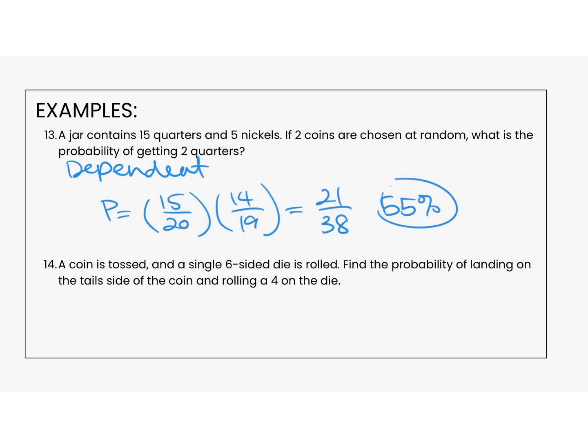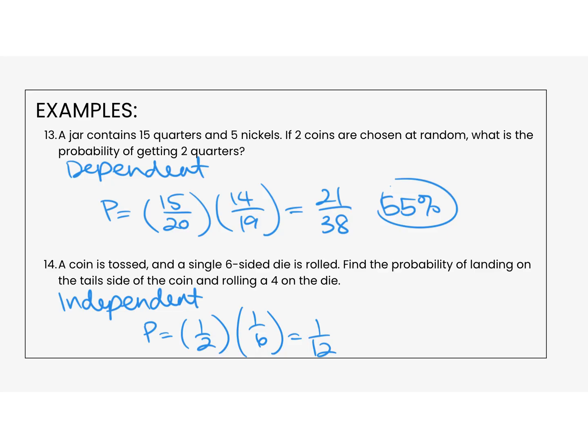Okay, number 14, a coin is tossed and a single-sided die is rolled. Find the probability of landing on the tail side of the coin and rolling a 4 on the die. These two events do not affect each other at all, so these are independent. So we just look for each probability separately. So landing on tails is, we said, 1 out of 2, and rolling a 4 is just 1 out of 6. So that would be 1 out of 12 if I multiply them. And then if I figure out what that percentage is, it's 0.083, so that would be 8.3%.